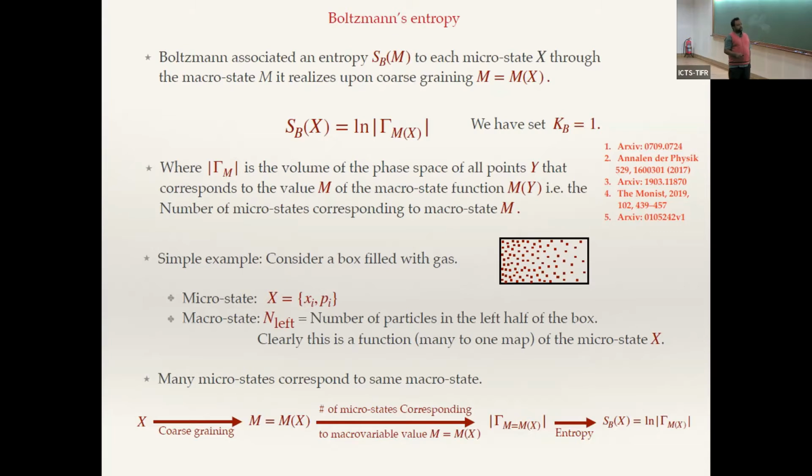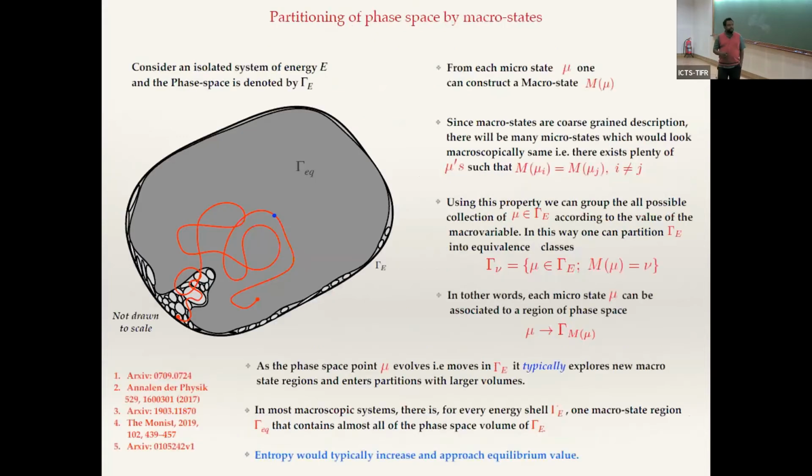So once you have a microstate, you do a coarse graining, you get the macrostate value, and then find the number of microstates corresponding to this macrostate value, which is represented by this volume. Take a log of that and call it the entropy of the microstate X. That's how Boltzmann defined the entropy of a microstate.